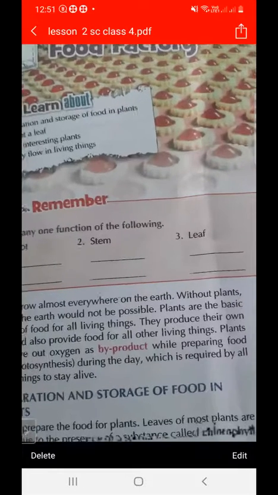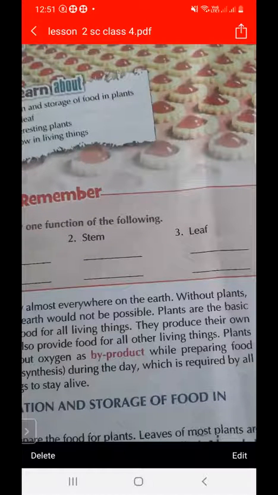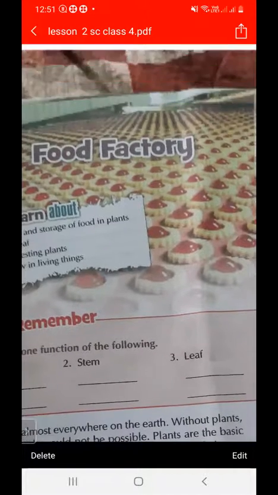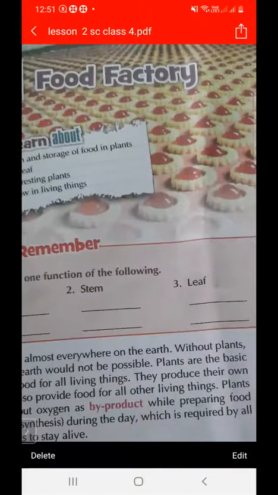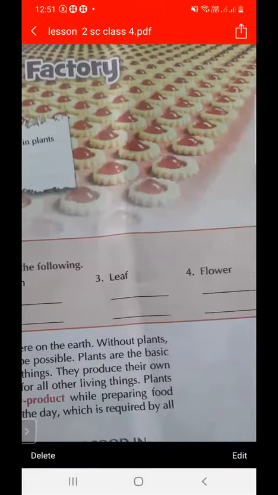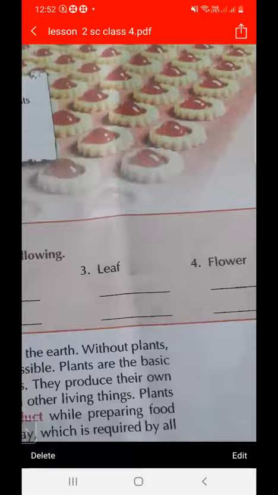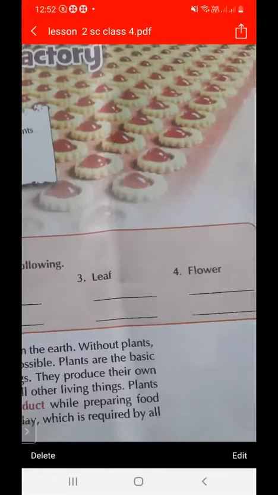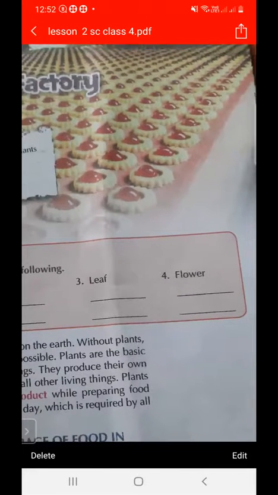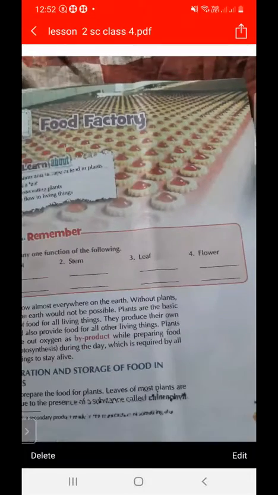And what is the function of stem? Stands the plant upright. And what is the function of leaf? Leaf helps in making food with the help of photosynthesis. And what is the function of flower? Flower is a reproductive part of the plant.